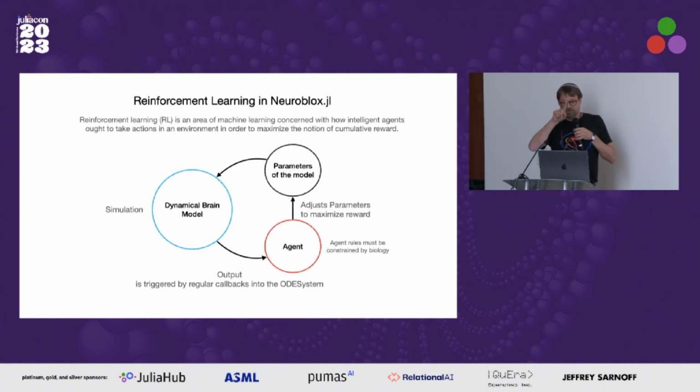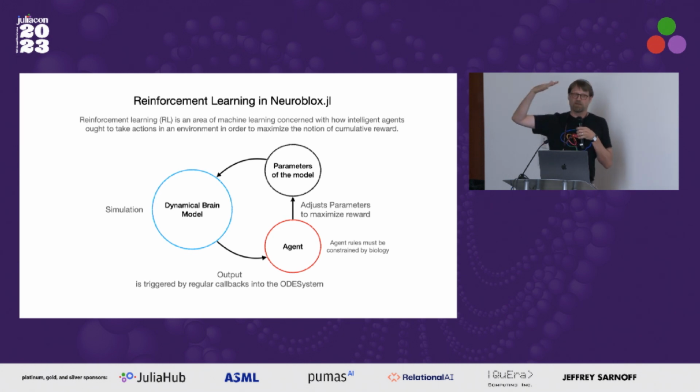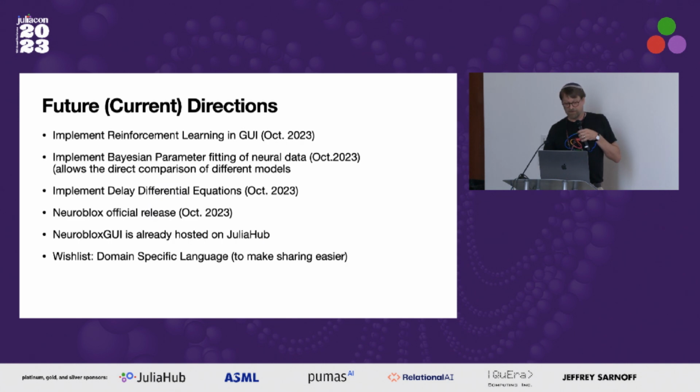Then the next step is we are finishing reinforcement learning. So I told you there was a whole system on learning. So the idea is that we have a simulation essentially. We run a simulation a certain amount of time. Then we interrupt it with callbacks. Then we involve an agent that looks at the data, looks at the simulations, then changes the parameter to somehow optimize the cost function. And that should be implemented in the GUI very soon. We have it already in code, but it needs to get into the GUI.